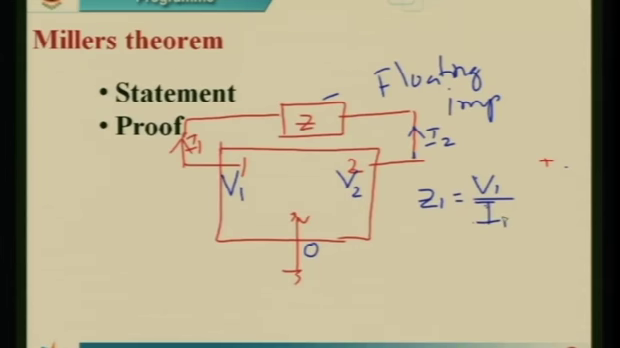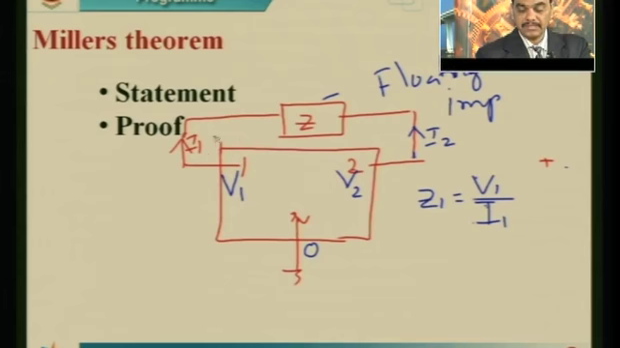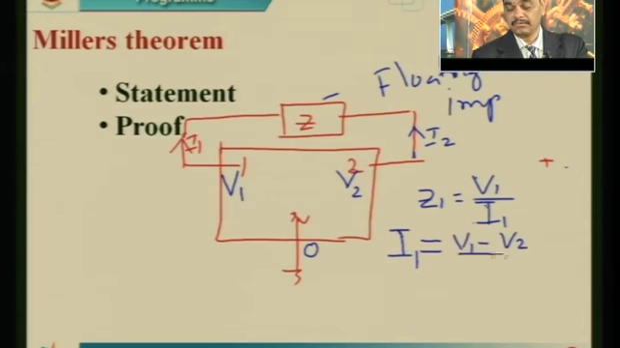Here, Z1 is equal to V1 by I1. To determine this Z1, we apply KCL to this node. Then the current I1, from the circuit diagram, is defined as I1 equals V1 minus V2 divided by Z.